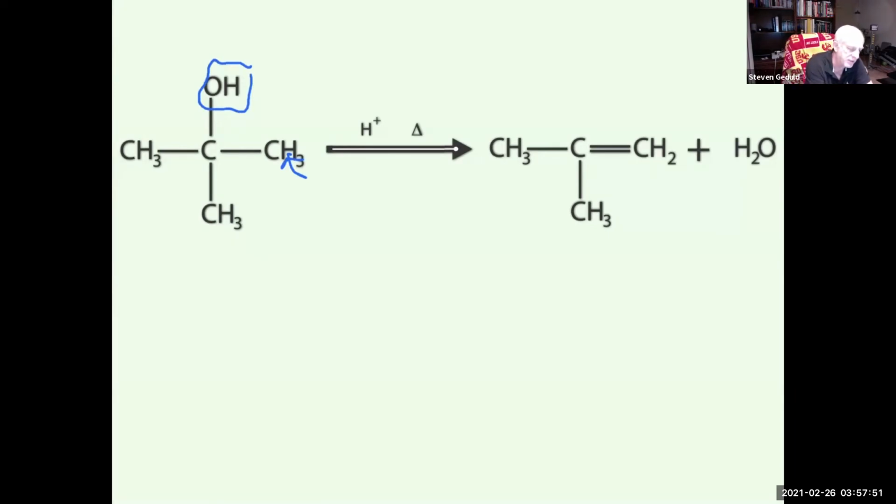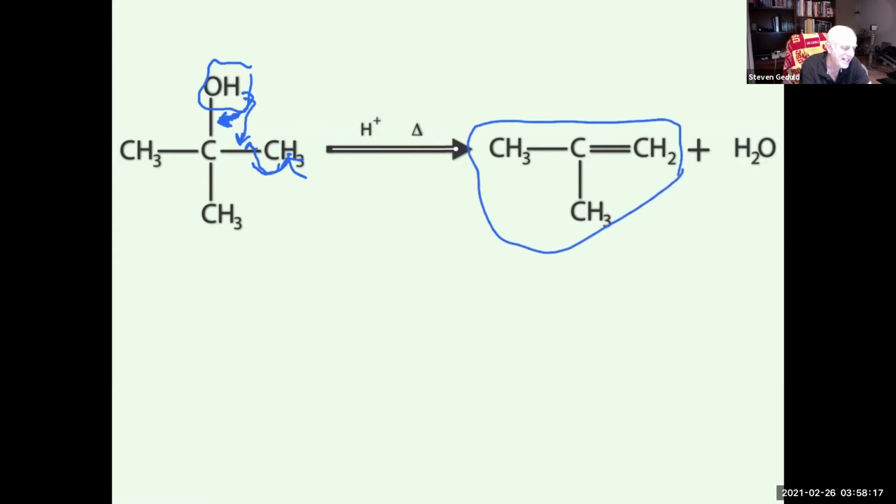The electrons from the OH group are going to come down here, and the ones from the hydrogen come down to form our double bond. Okay, that one goes away. So we have our double bond formed to form an alkene.